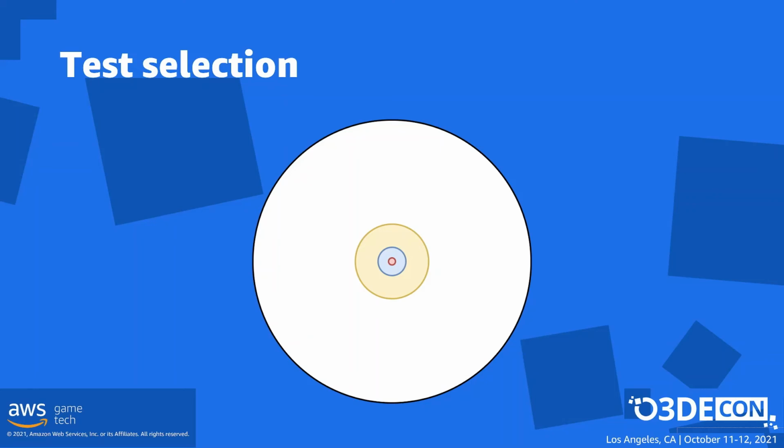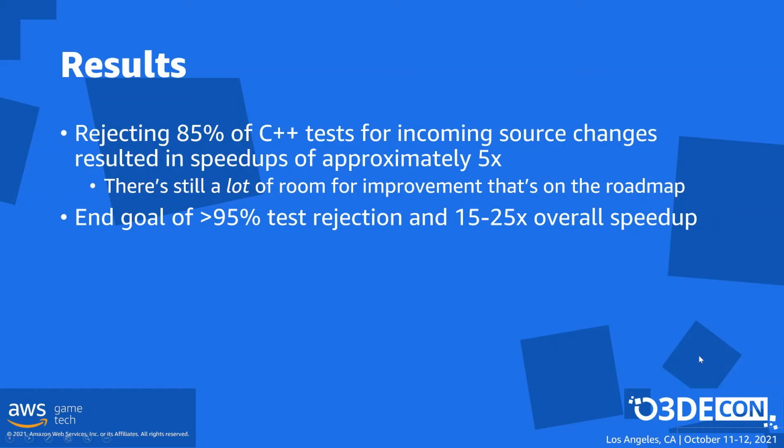This all comes for free by simply changing the build configuration. We've had to do no extra work for the algorithm. This all comes priced in for free with fast test impact analysis. Our provisional results are showing that on average 85% of C++ test targets are being rejected for incoming source changes, resulting in on average approximately a 5 times speed up compared to running all of the tests in automated testing.